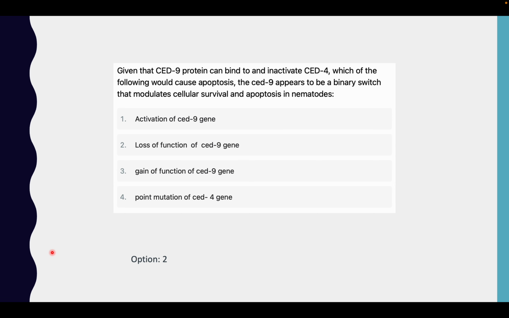What is the function of the CED9 gene? CED9 gene or protein, what is its function? It inhibits apoptosis in nematodes. Okay. It inhibits apoptosis in nematodes.